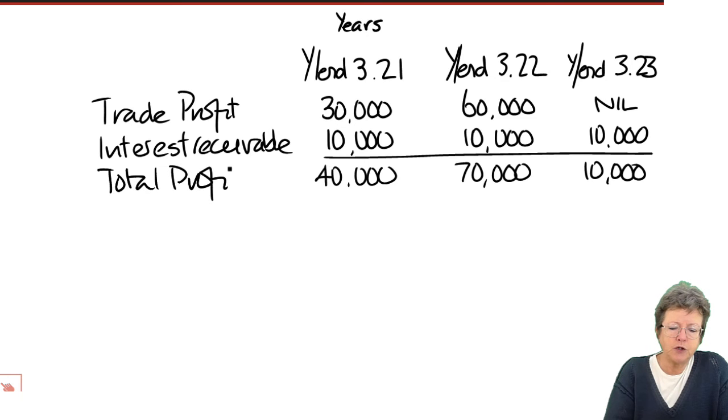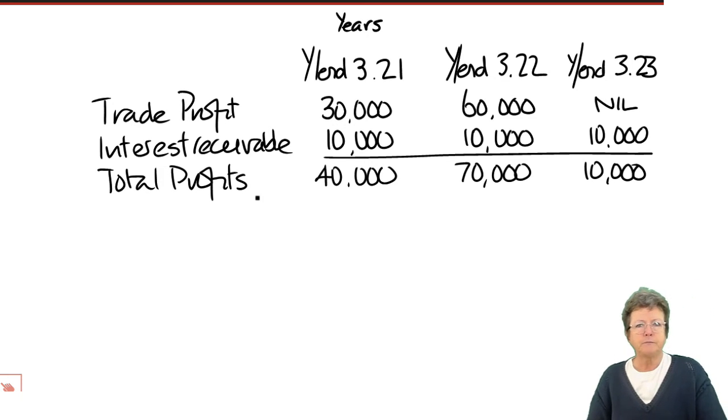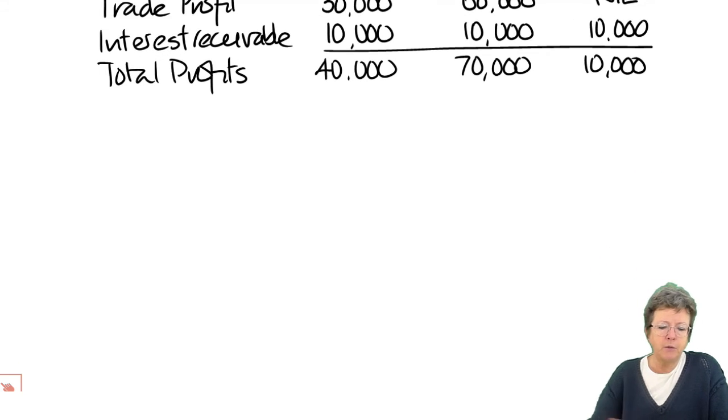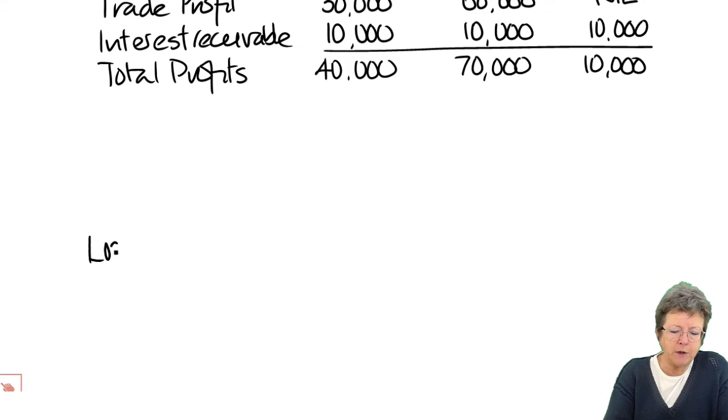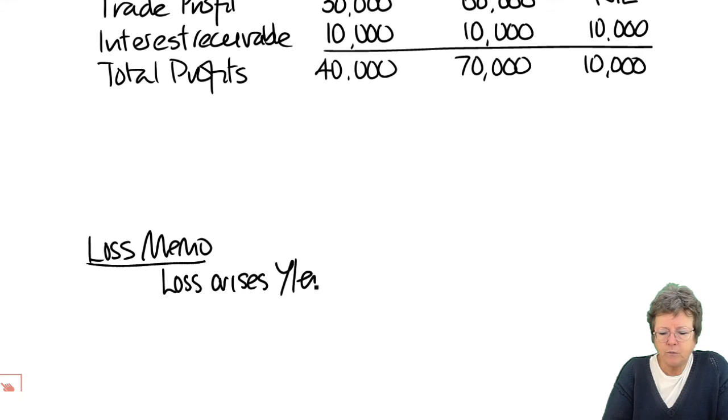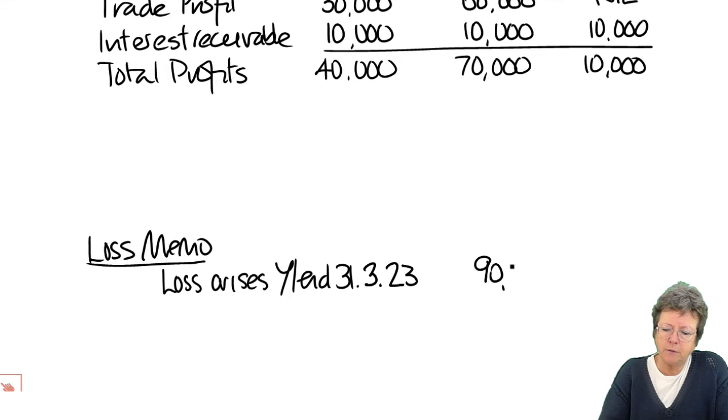And if you've watched the sole trader loss situation, you'll know that the next thing we do is set up a loss memorandum. So the loss arises in the year end 31st of March 23, and it is £90,000.